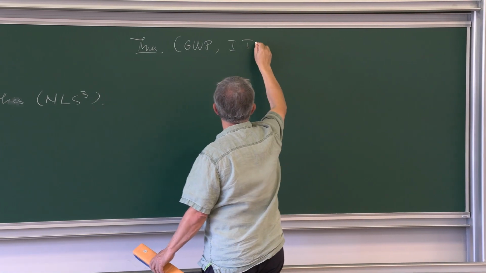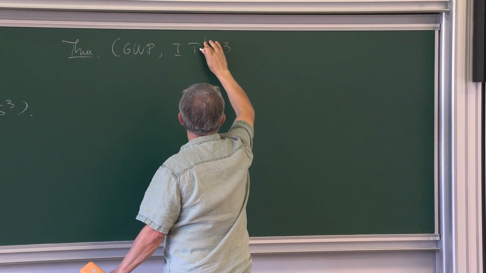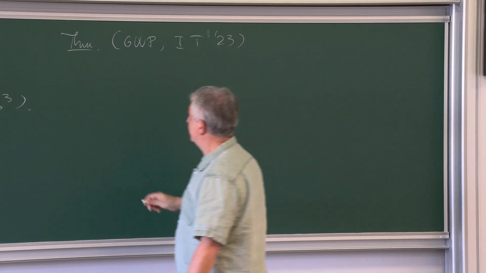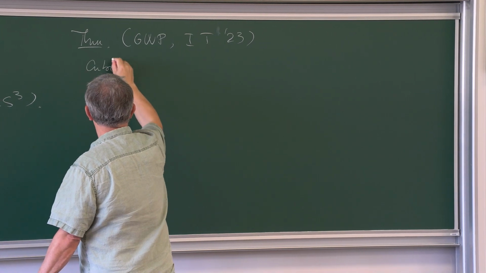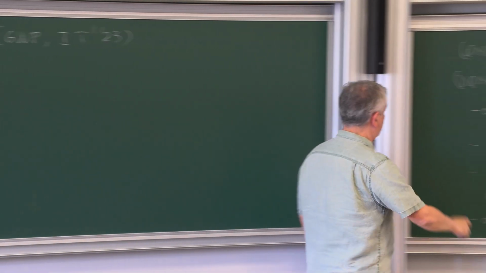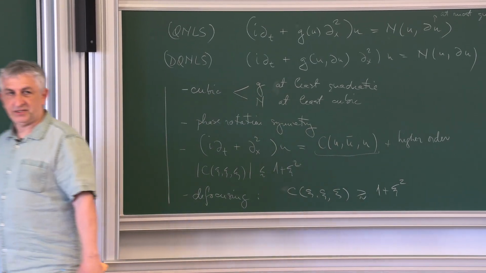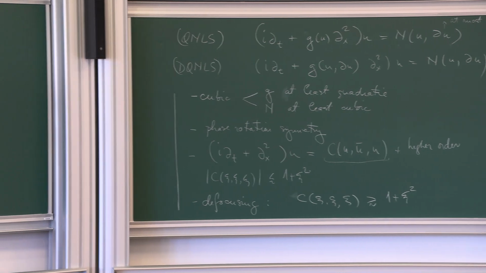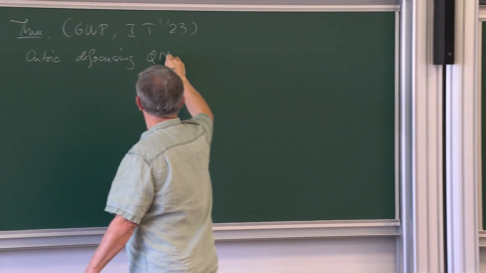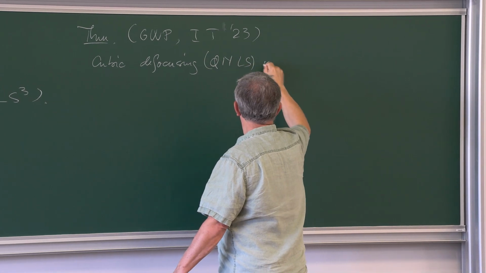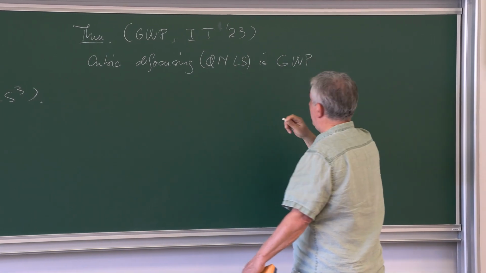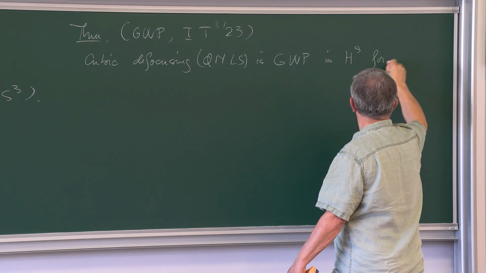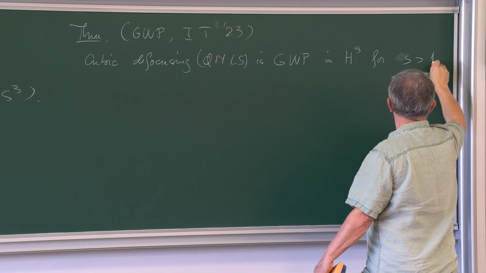So also in the same paper, with Mihaela. So this says that, let's say, cubic. So here we put all of these assumptions. And so that I don't copy them all, let me just say cubic defocusing. That's the important thing. Q and LS is globally well-posed in HS for S greater than 1.